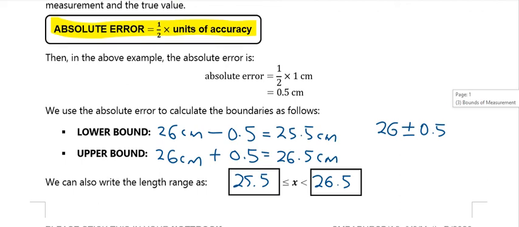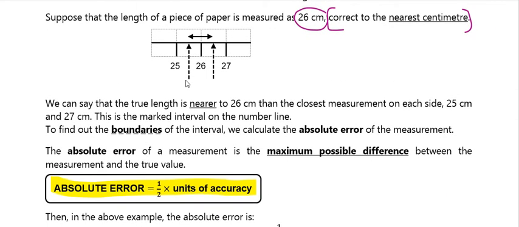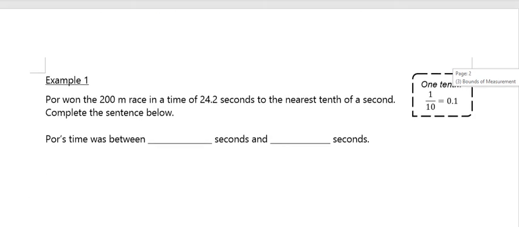Now back to the diagram over here. Since you know your lower bound and upper bound already, we just have to label this. You can see here that between 25 and 26 you have 25.5, which is your lower bound, and between 26 and 27 you have 26.5, which is your upper bound. This is another method that you can use to measure the upper and lower bound. Now let's proceed to the example that we have over here.